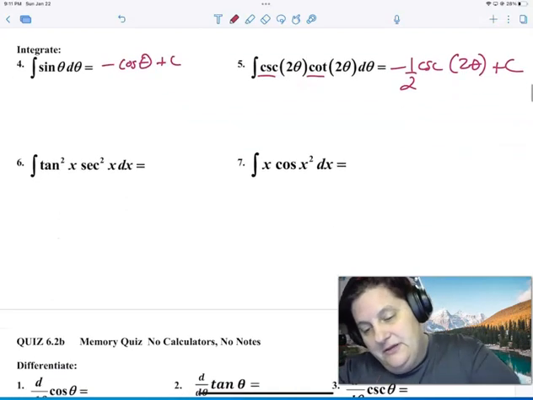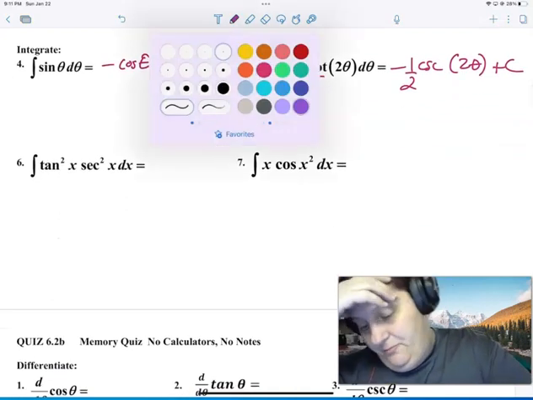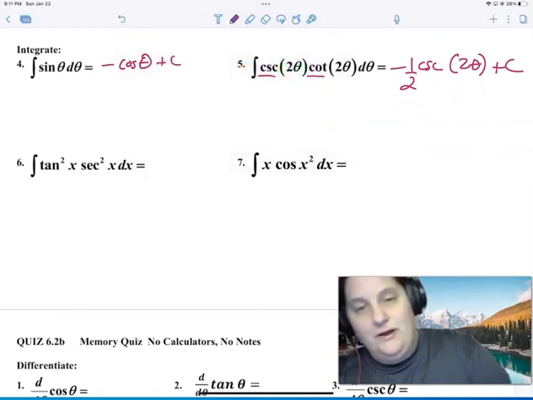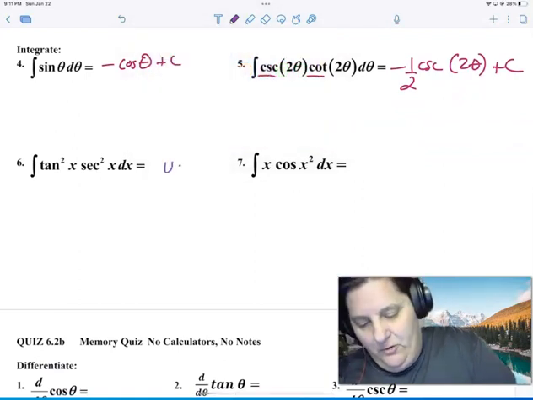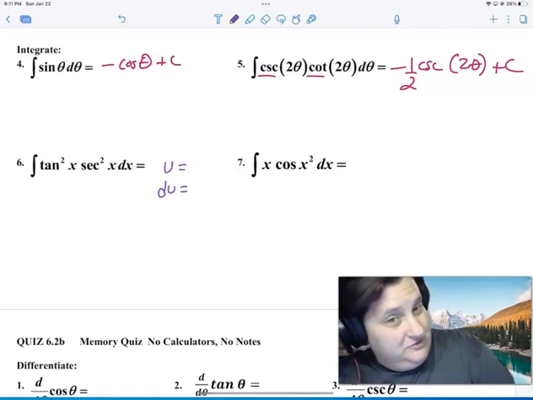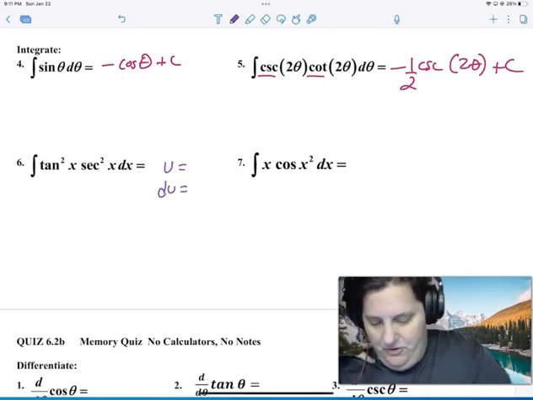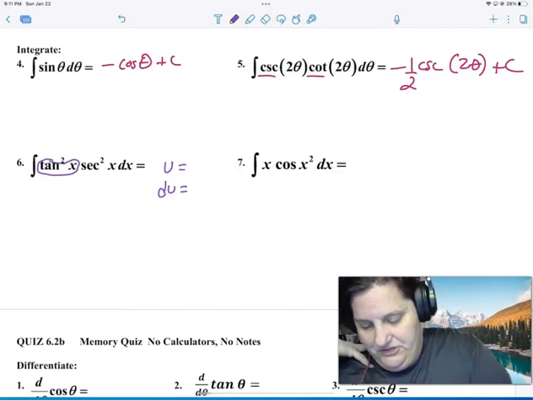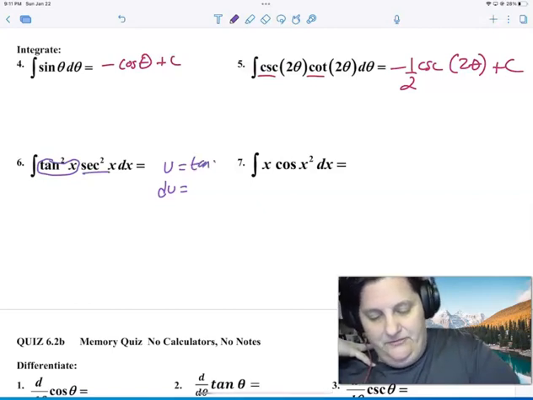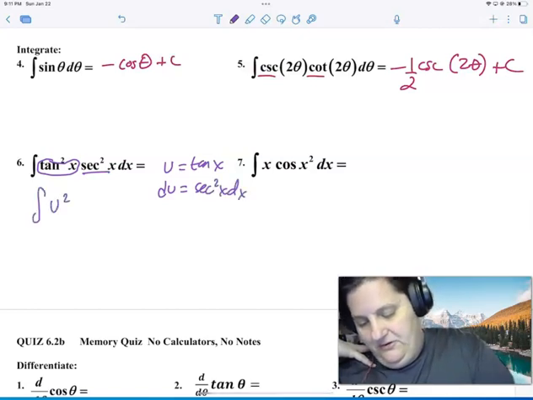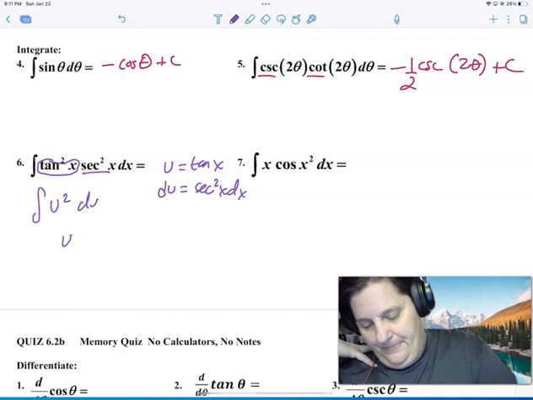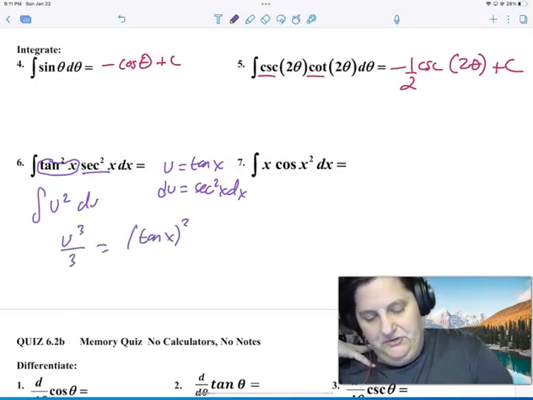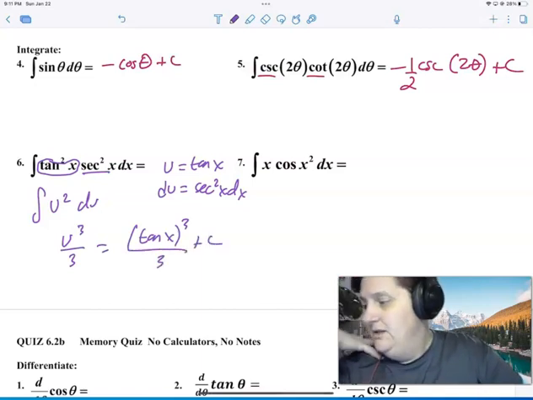All right, nice. This is a u sub problem. And you guys, how do I decide which one to pick for u? Well, remember, whatever I pick for u, I want to also see the derivative in there. And what I remember in my head is that the derivative of tangent is secant squared. So if u is tangent, du is secant squared. And so it's the integral of u squared du. Well, that's u to the 3rd over 3. So this becomes tangent to the 3rd over 3 plus a constant.